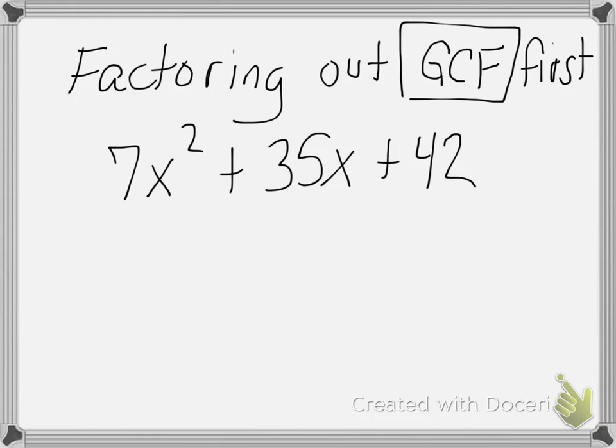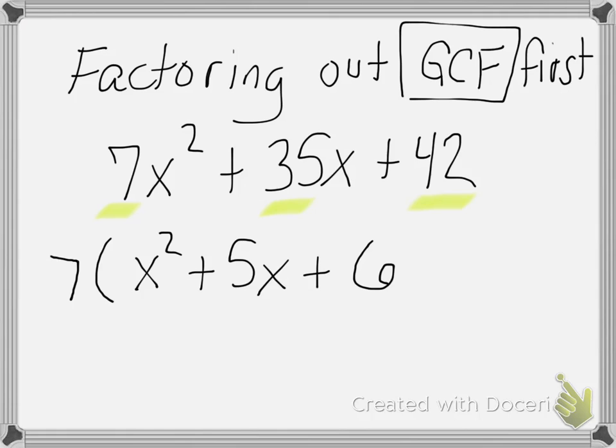Okay, so if I look at my whole numbers, what's common between 7, 35, and 42? Well, 7's common between them, so I can pull a 7 out, and I get x squared plus 5x plus 6. Once you pull that out, leave that down there so you don't forget it. But now factor this part.